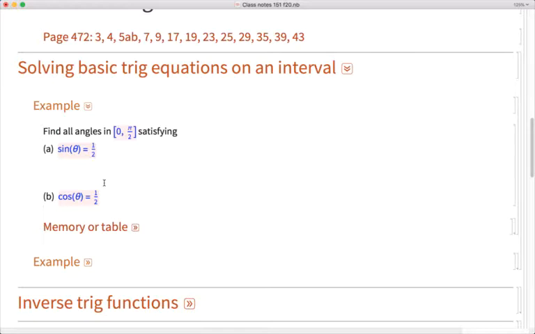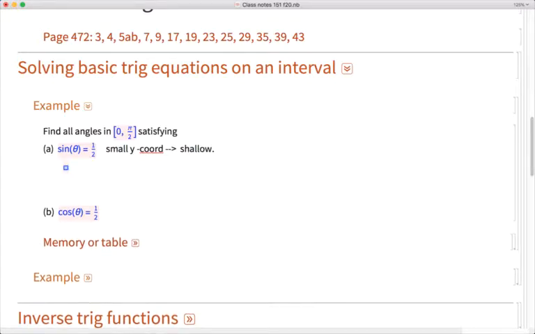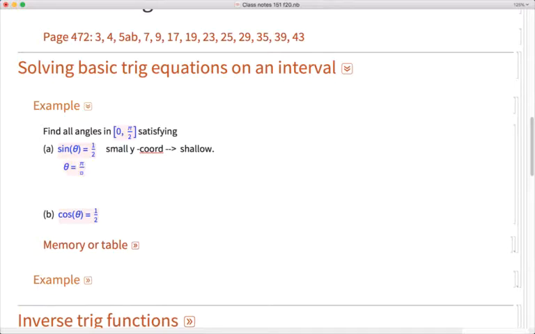on the table. So we are looking for an angle that has a small y coordinate. This is my memory technique. This would be small y. This would be a shallow angle. And so the theta would be, it looks like we're supposed to be reporting in radians, so pi over 6.